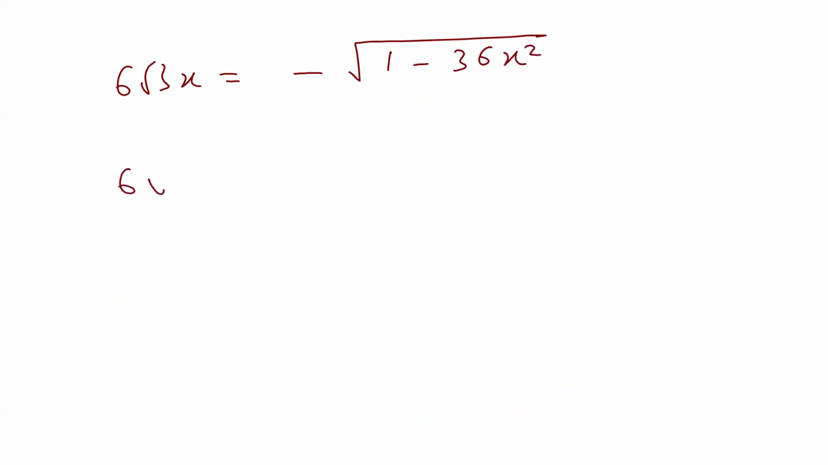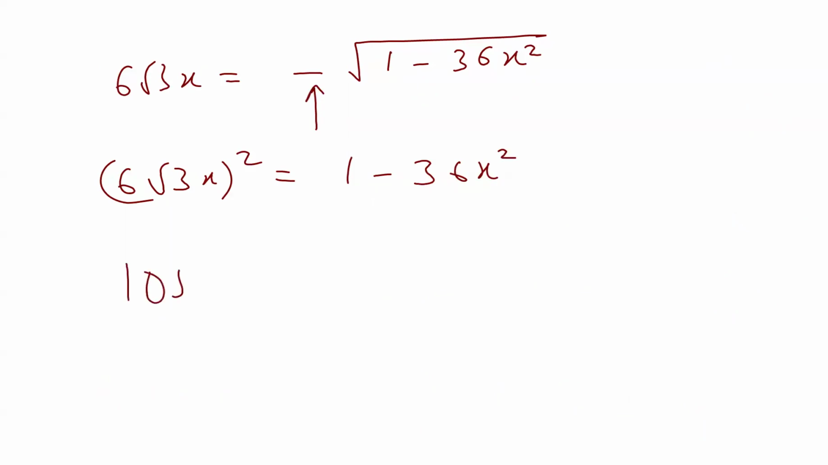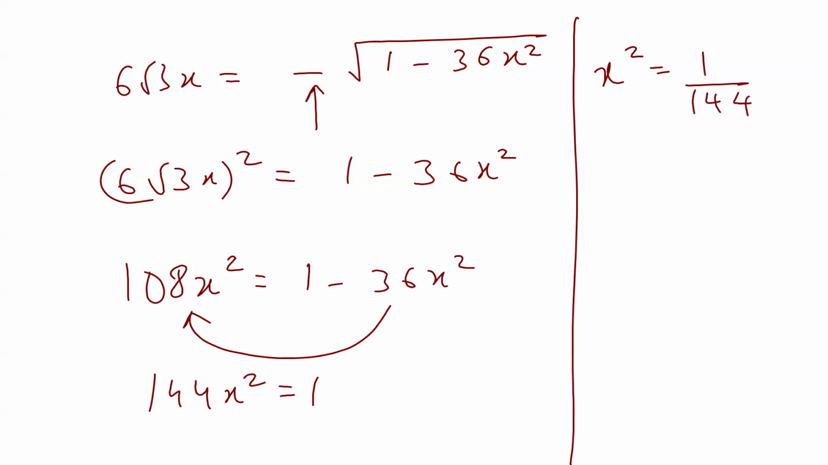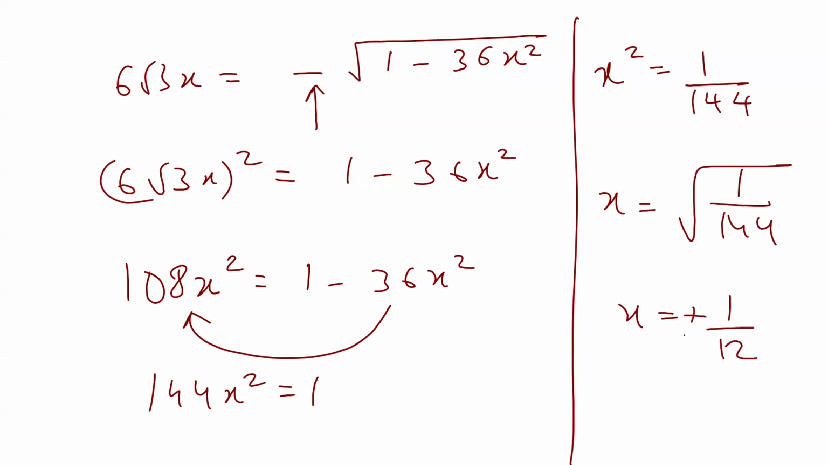Squaring both the sides, 6 root 3x the whole square equals 1 minus 36x square. Minus square is positive and the root is gone due to the square. So this will be 36 into 3, that is 108x square, equals 1 minus 36x square. Send this on the other side: 144x square is equal to 1. So x square is equal to 1 upon 144. So x is equal to root of 1 upon 144, so x is equal to plus or minus 1 upon 12.